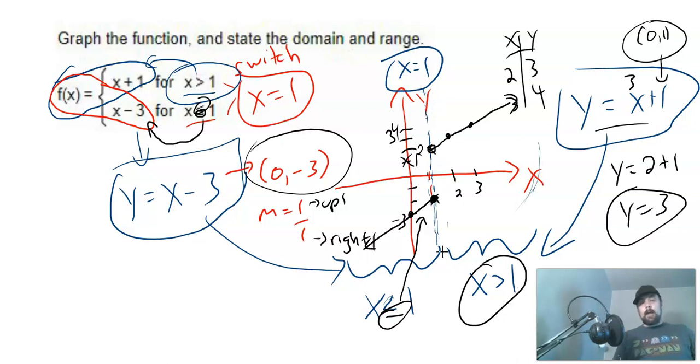Now here's a vertical line that still only crosses the graph once. It doesn't cross it here because that point is not being included. It only crosses it here. And so that is what the graph of this piecewise function should look like. And there's a gap here.